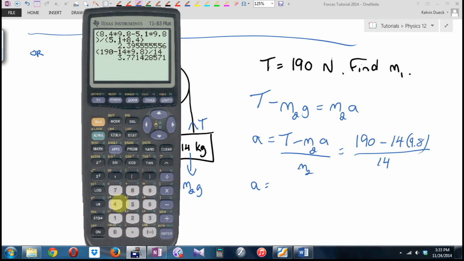Yeah, there you go. 3.7714. I'll go with 3.7714. Actually, I'm going to use the answer button on my calculator. But since they said find mass 1, not acceleration, I'll just carry some extra sig figs, right?